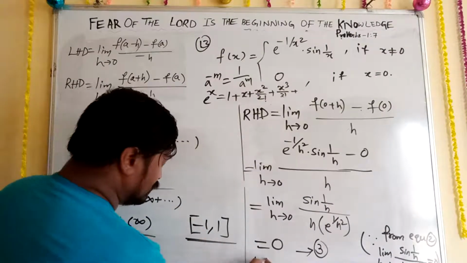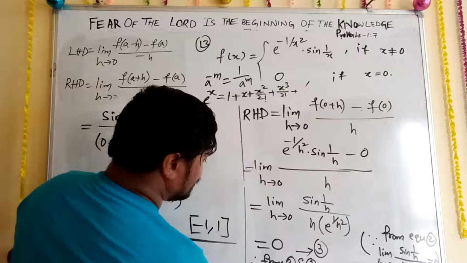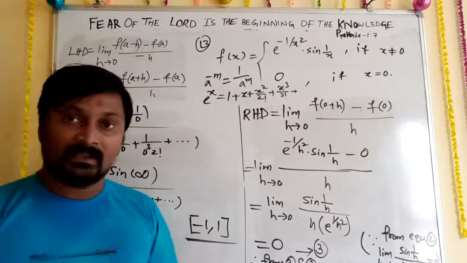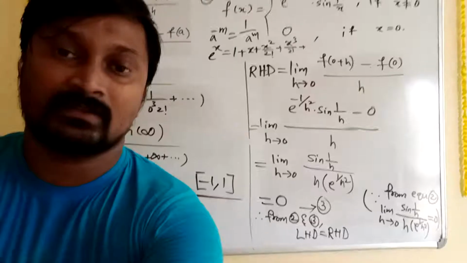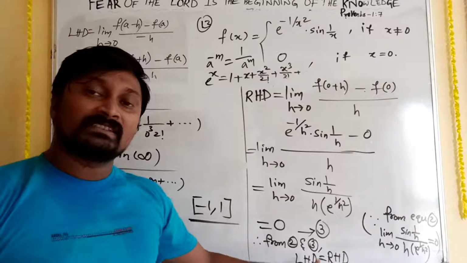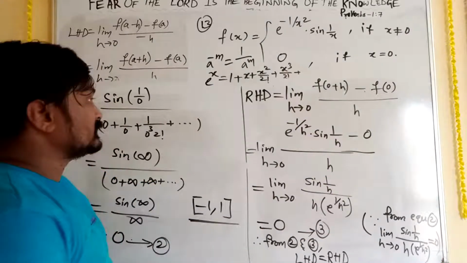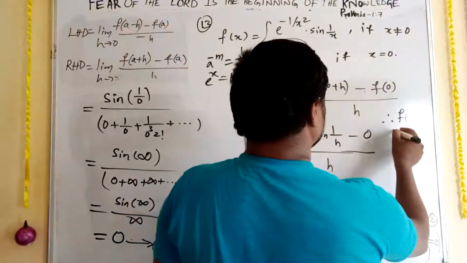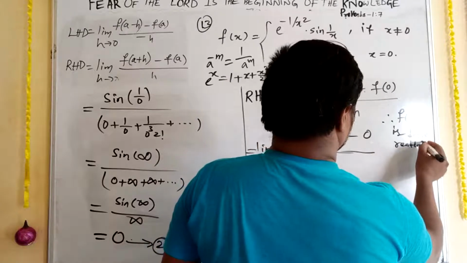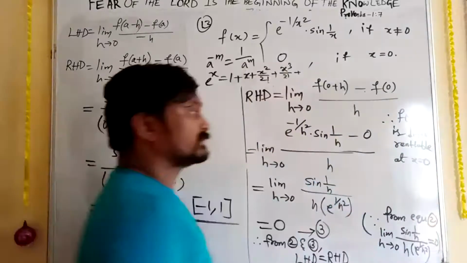So at last, therefore, from 2 and 3, LHD is equal to RHD. LHD means left hand derivative, okay. So these both are equal means it is differentiable at x is equal to 0. So at last we can write, therefore f of x is differentiable at x is equal to 0. So you need to write in this way.